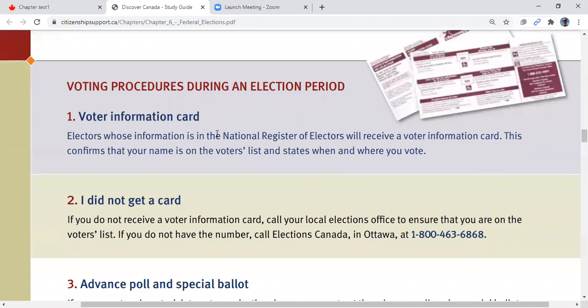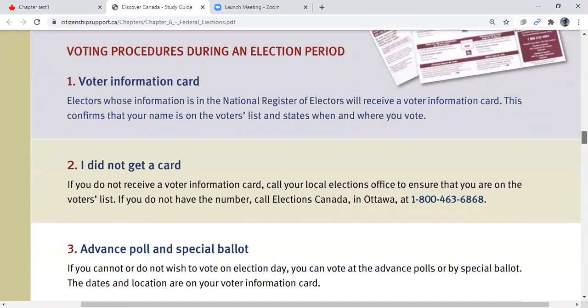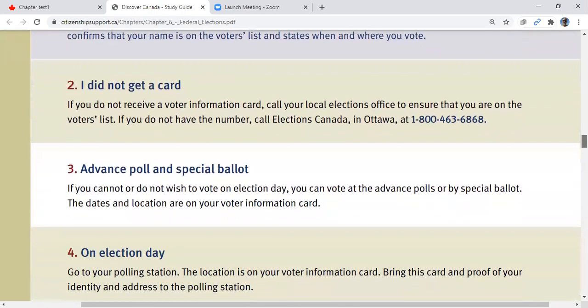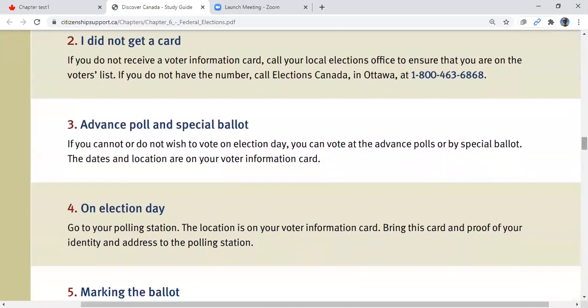Good. So the voter information card. I did not get a card. Then you just phone Elections Canada, or you can go to the local elections office, and they will make sure you're on the list. Good. And then Rashid, can you read number 3, please?